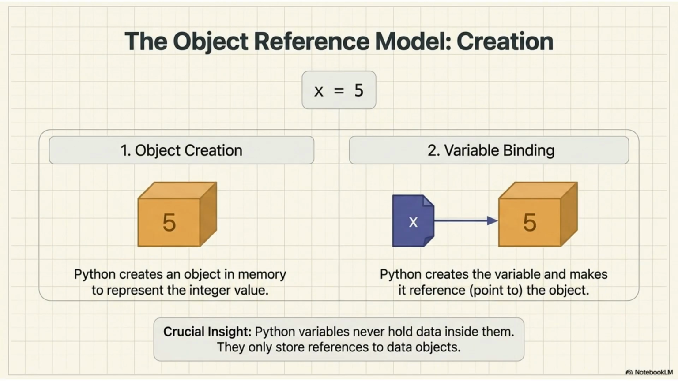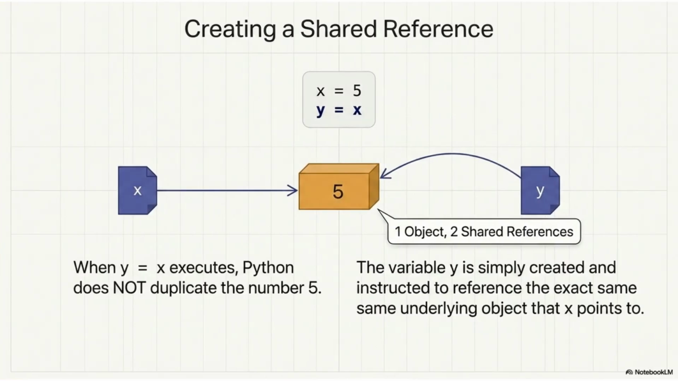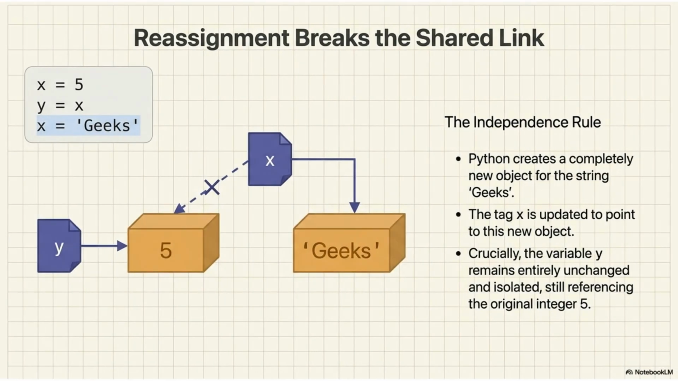The core of Python's memory model is the object reference. When you assign a value, Python creates the object in memory and then binds the variable name to reference that specific object. Creating a shared reference is simple. If you assign one variable to another, Python doesn't duplicate the object. Instead, both variables simply point to the same existing object in memory.